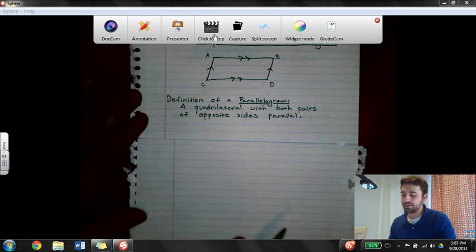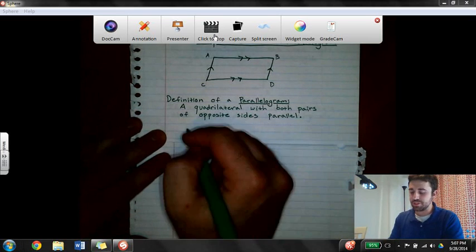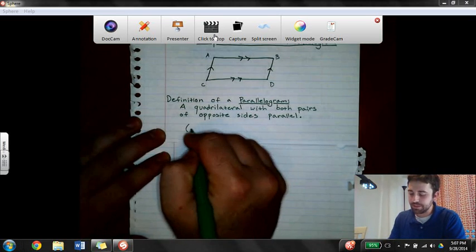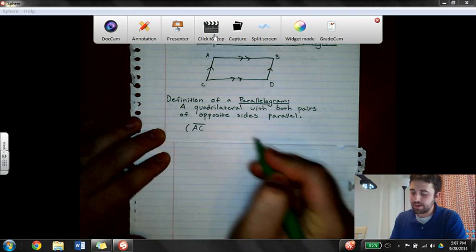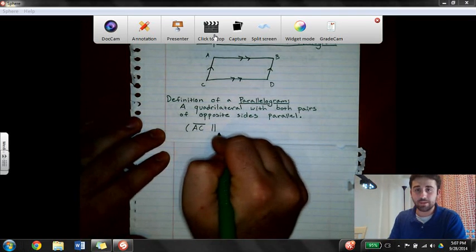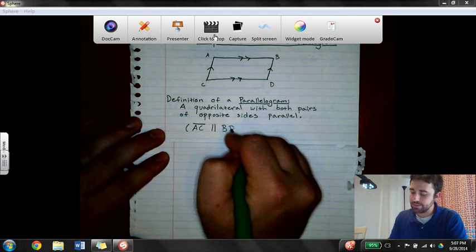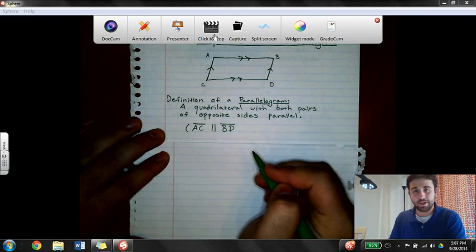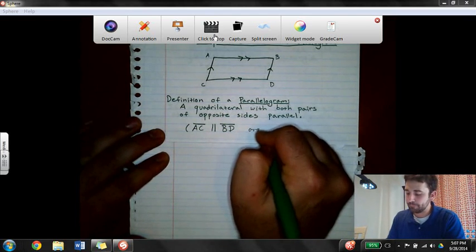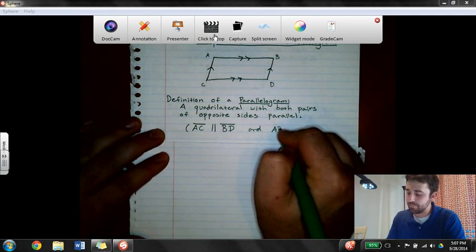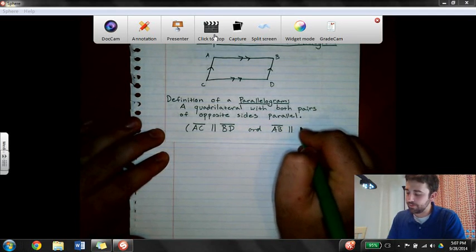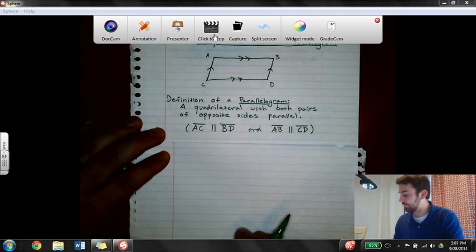So we can write the notation for the definition of a parallelogram in this situation by saying segment AC is parallel to segment BD. Once again, I'm using the parallel symbol. And segment AB is parallel to CD.